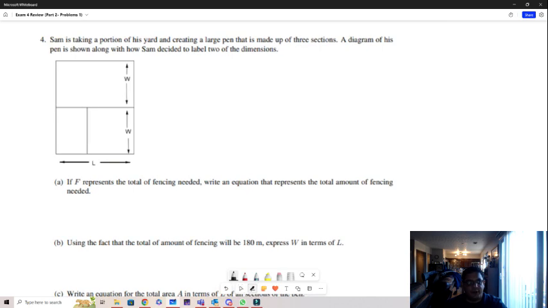Now, number 4 is another problem about fencing, but here we get to talk about the dimensions and expressing different things. We're going to express the total amount of fencing that we have, and we're going to go for the area. If F represents the total fencing needed, we can see this as 1, 2, 3, 4, 5 W's, and we need 1, 2, and 3 L's. So this expression gives me the perimeter, and also all the amount of fencing that I need.